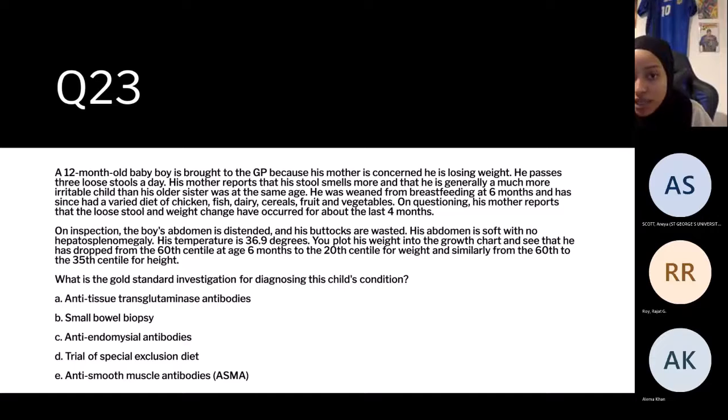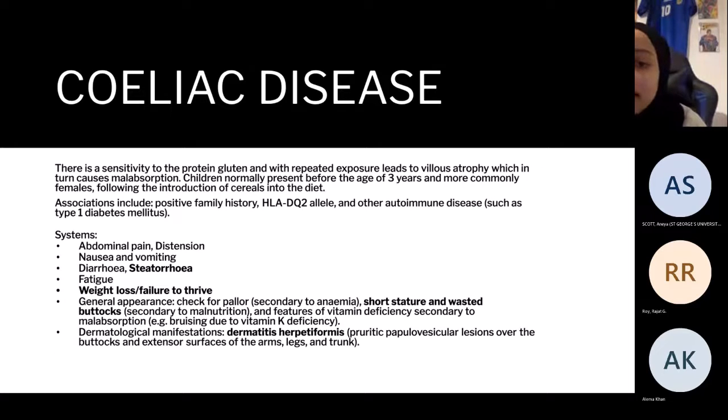So from the question, we might be able to see that the patient has celiac disease. And with celiac disease, the gold standard is small bowel biopsy. And we'll go into this in a bit. So celiac disease is when a patient has some sensitivity to the protein gluten. And with repeated exposure to this gluten, it leads to villous atrophy, and because of that, it causes malabsorption.